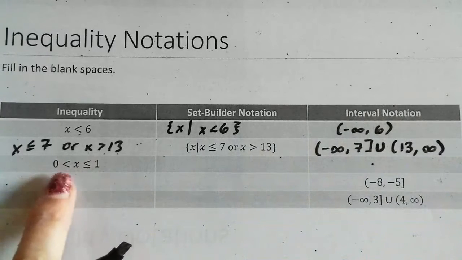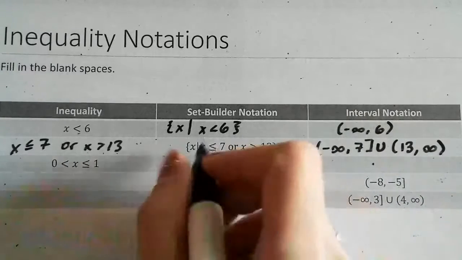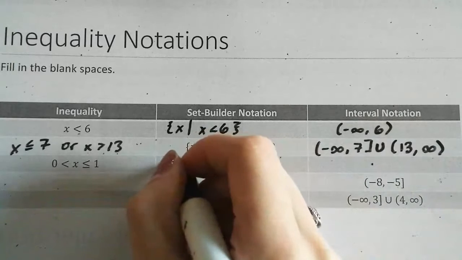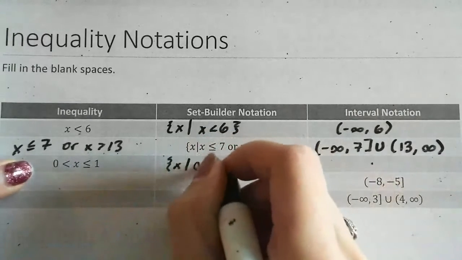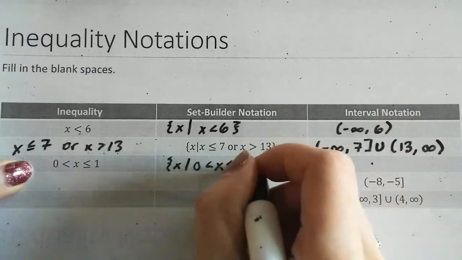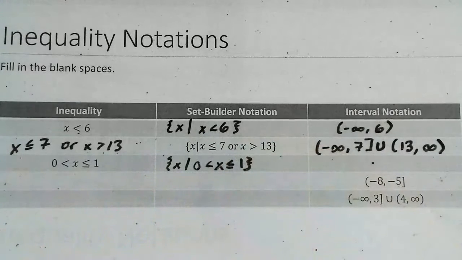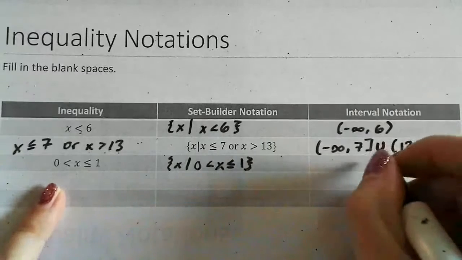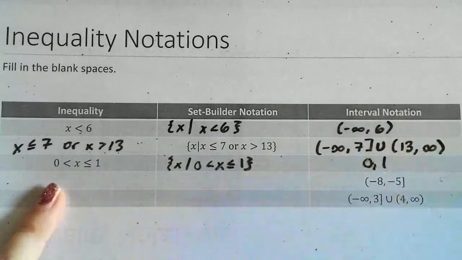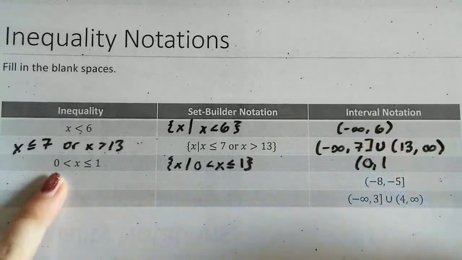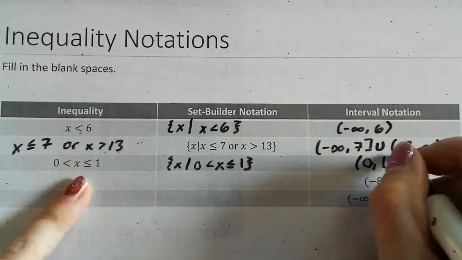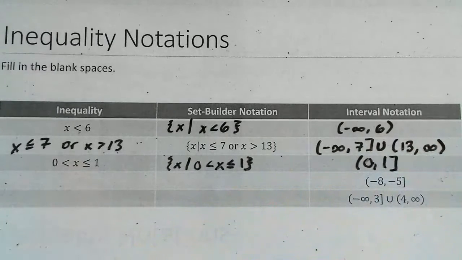Next up, we're looking at 0 is less than x, which is less than or equal to 1. So for our set builder, we'll have the set of x such that 0 is less than x, which is less than or equal to 1. So it's just a copy of the inequality notation. We're saying that x is between 0 and 1. So our interval notation will be 0 to 1. Parentheses on the 0 because we can't be equal to it. Bracket on the 1 because we can be equal to it.